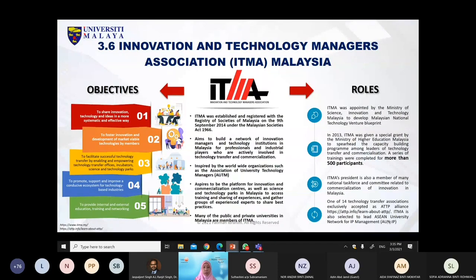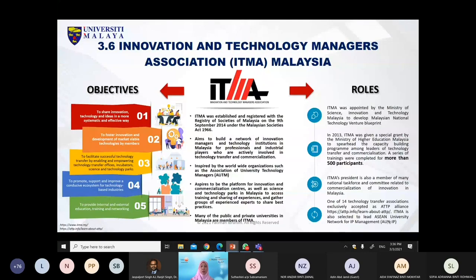They also give you training. So they got a budget. The important thing is that they got a budget from the government under the Malaysian National Technology Venture Blueprint, and they have already given free training. So unfortunately, we missed the free training. So the 500 participants already gone, free training given by ITMA, by the government of Malaysia, and we already have 500 professional RTTP technology transfer officers all over Malaysia now under ITMA.